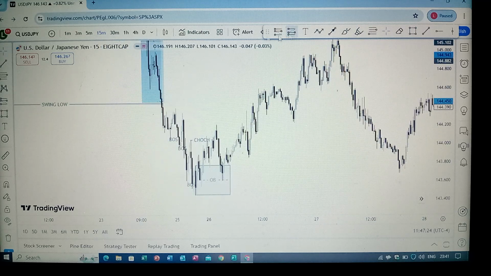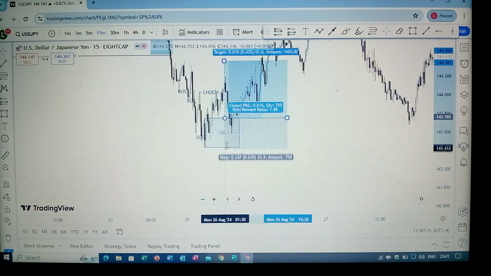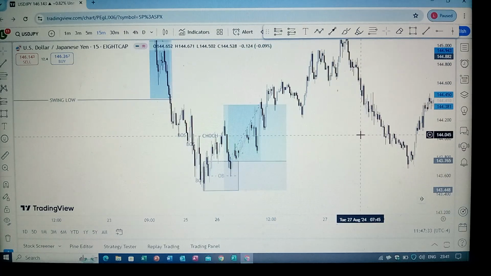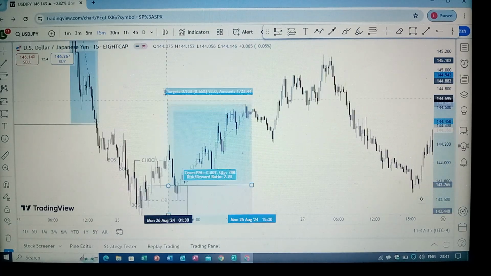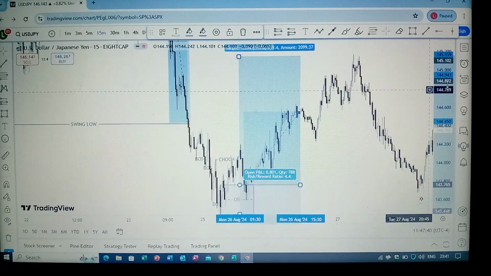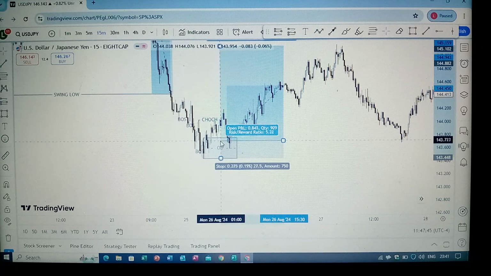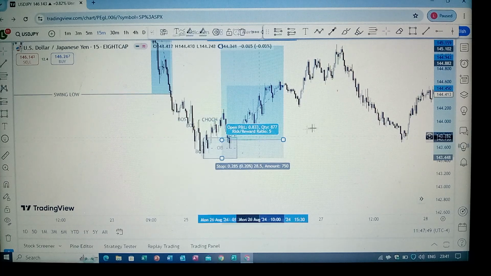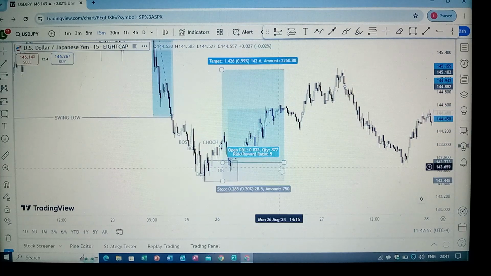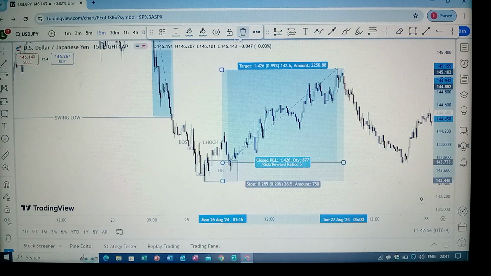I closed full TP at a 1 to 5 here, guys. I don't know why it's doing like this, but I had a 1 to 5 trade. Just adjust this a little bit, yeah. So I closed full TP at a 1 to 5, but my 1 to 5 wasn't up here. I think I refined, no, I refined it on the 5 minute.